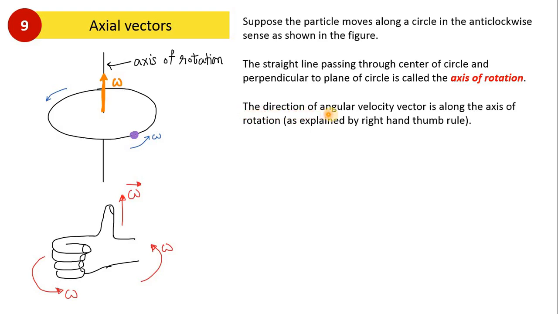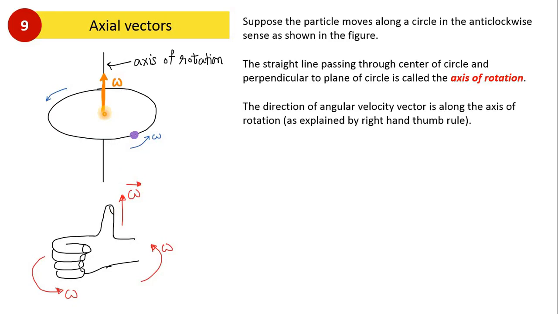The direction of the angular velocity vector is along the axis of rotation, as explained by the right hand thumb rule. So what we need to do, if this is your right hand, is curl the fingers of your right hand along the circular motion. The particle moves along this circle in the anti-clockwise direction. So you take your right hand and curl your fingers along this circle. Then check where the thumb is going.